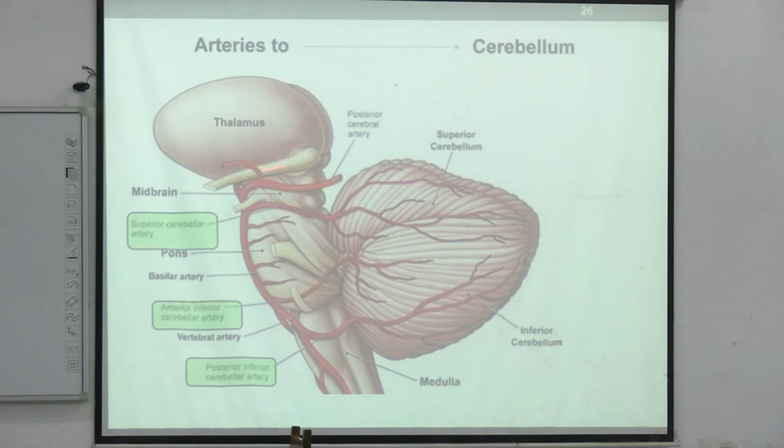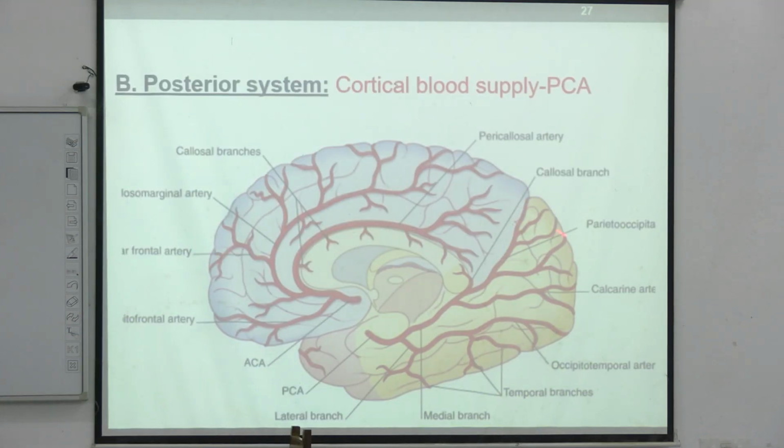So this region, along with the cerebellum and the brainstem, is supplied through the posterior cerebral artery network. The posterior cerebral network has vertebral artery, basilar artery, and posterior cerebral artery, which is the terminal branch of the basilar artery. So this posterior artery, along with the brainstem, supplies this part, which we call the occipital pole of the brain. The occipital pole of the brain has blood supply coming from the posterior cerebral artery.